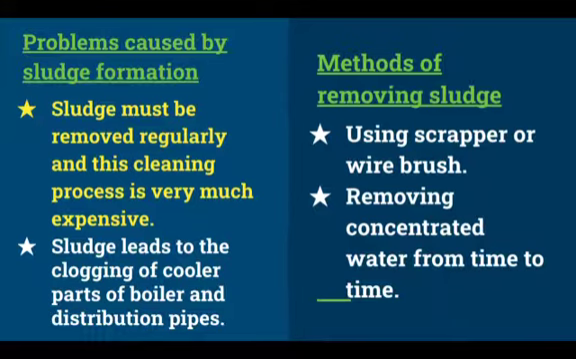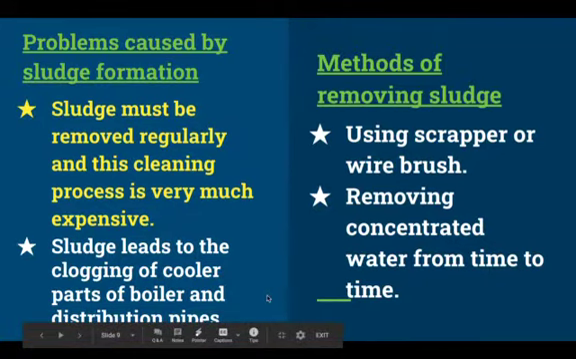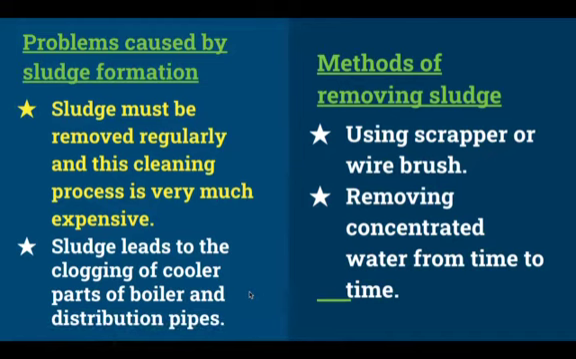Now problems caused by sludge formation. First, sludge must be removed regularly, and this cleaning process is very expensive. Then sludge leads to clogging of boiler parts and the distribution pipes. So these two are the major problems caused by sludge formation.